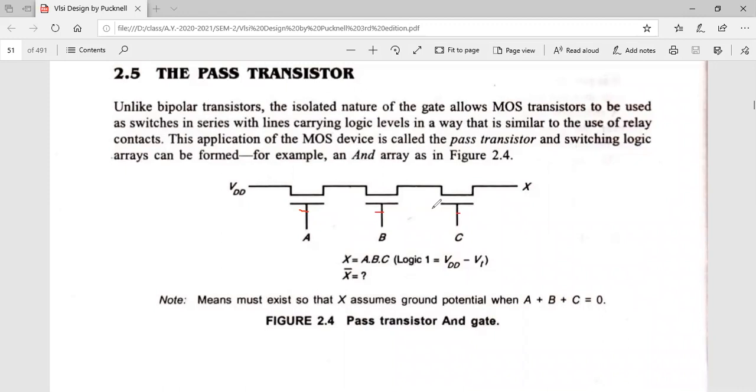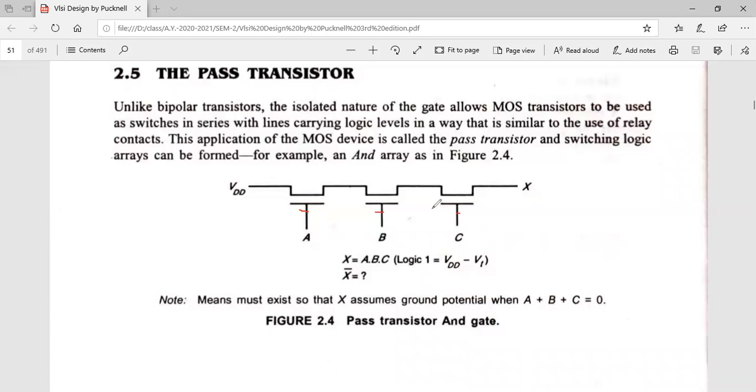in designing some circuits. Here you can observe this MOS device is called a pass transistor, and we are using this switch logic in arrays. We use more than one transistor. We can call it an array. You can see here the example of an AND array.